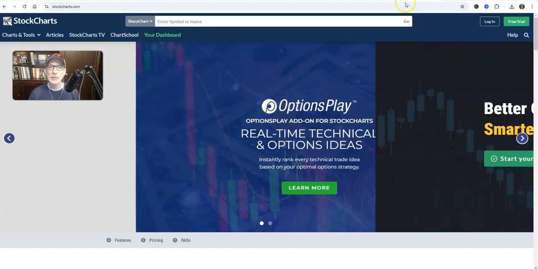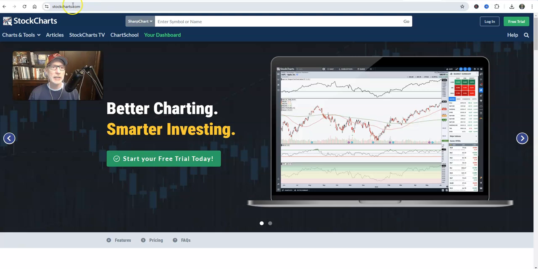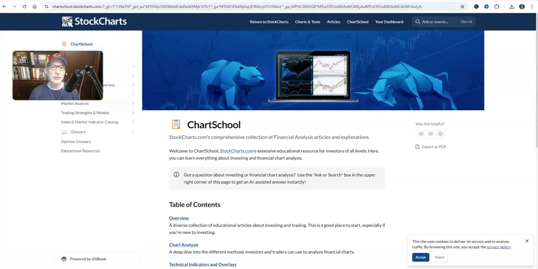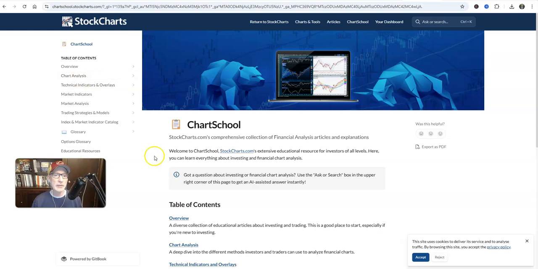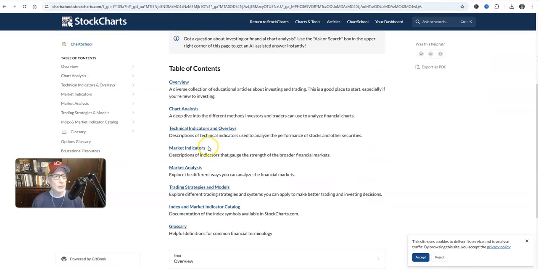All right, let's look at some websites here. Stockcharts.com up here. You can look at free charts, but if you want to learn more about how to read charts, click on this chart school here, and you can go through this list here. You've got a table of contents, and you can start reading and learning about charting.